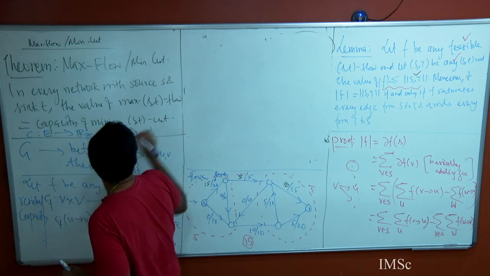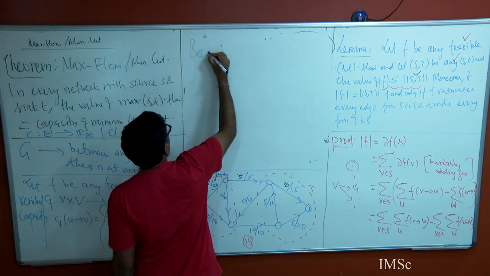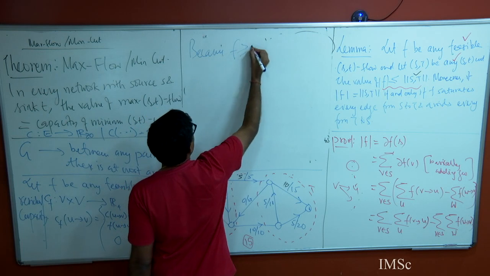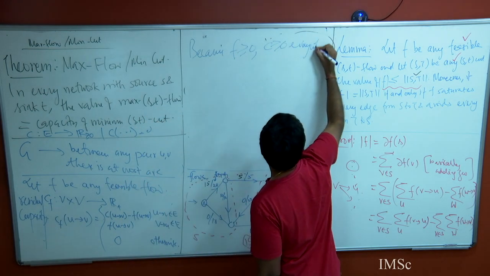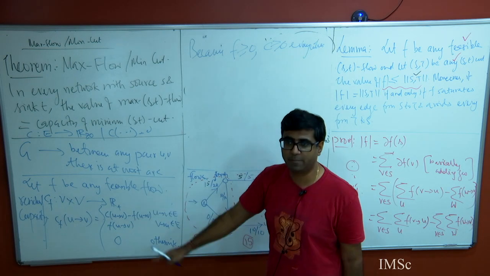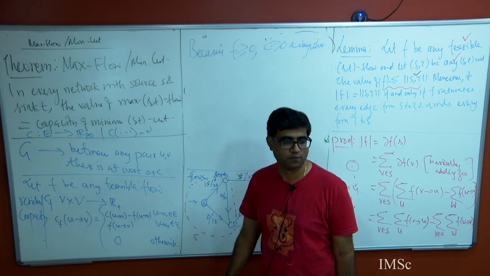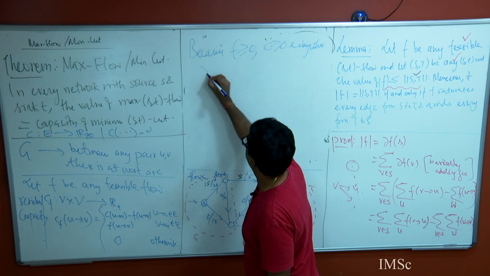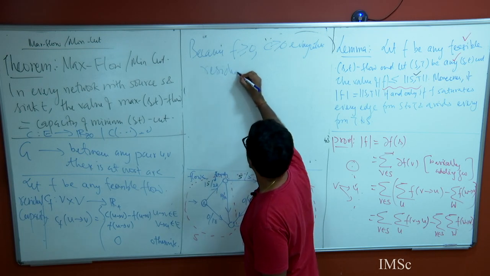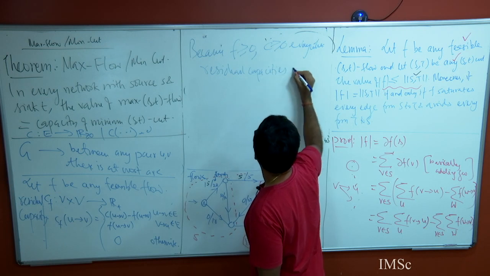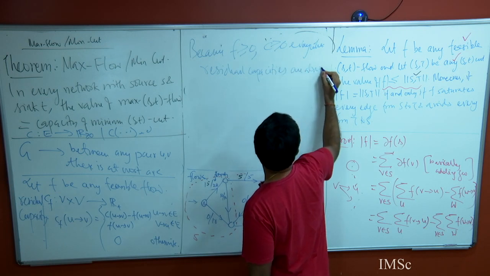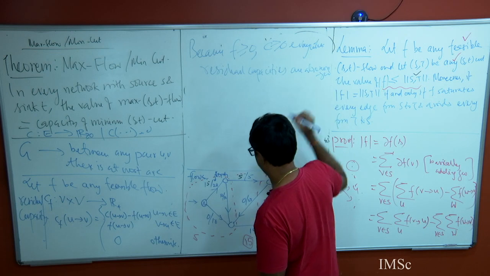Notice, because F is greater than or equal to 0 and C is greater than or equal to 0 everywhere, residual capacities are also non-zero. Okay? Residual capacities are also non-zero. Okay?